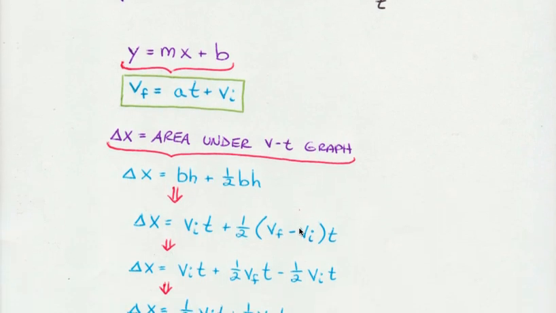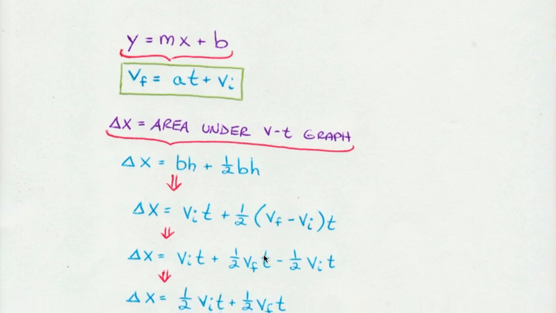So when I plug that in, I wind up getting delta x equals vi t plus 1/2 times (vf minus vi) times t. Again, you don't necessarily need to be able to do this, but hopefully you're following along. I've calculated the area, and I've just substituted in these values. Now I have to do a little bit of algebra.